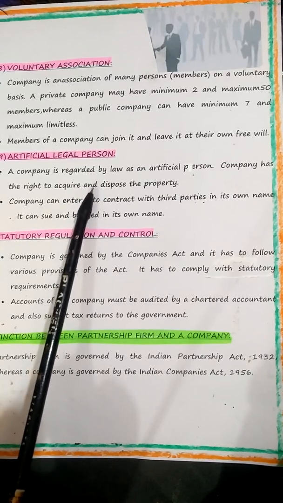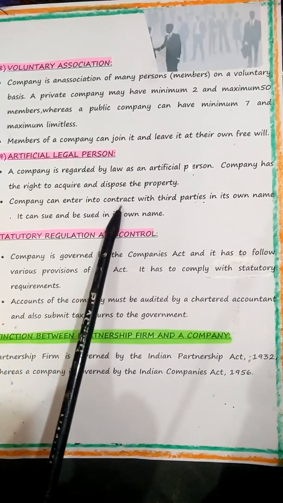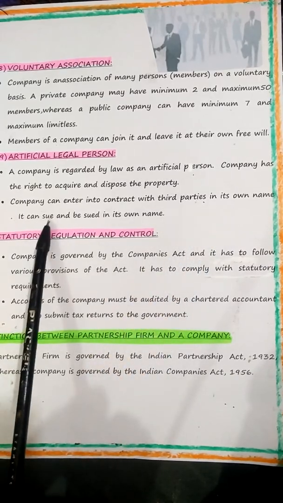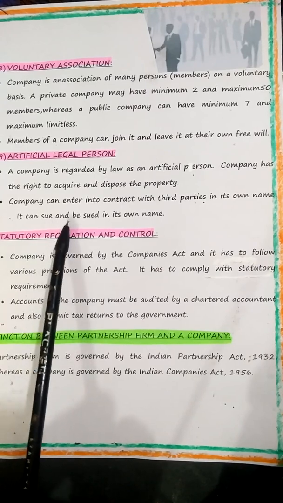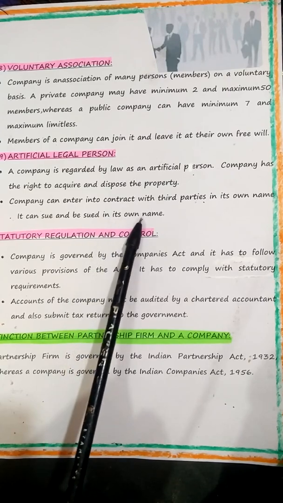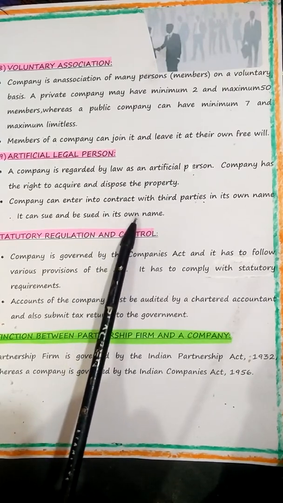and liabilities also. A company can enter into a contract with third parties, the outsiders, in its own name. It can sue. You know what the meaning of sue is, children? You can file a case and can be sued. Others can file a case against you. All this can happen in the business entity's own name.